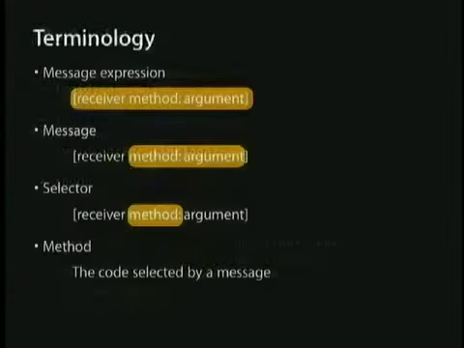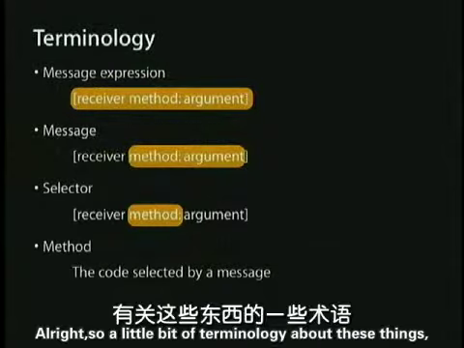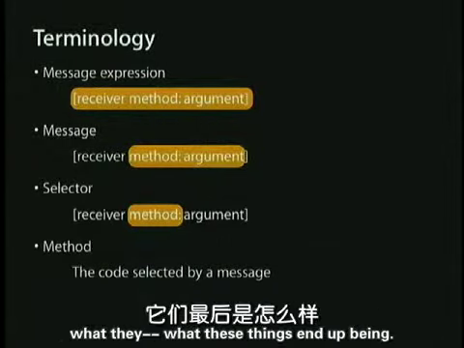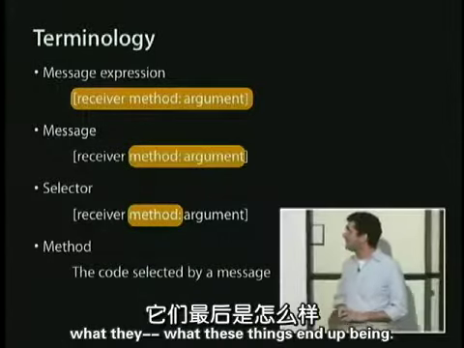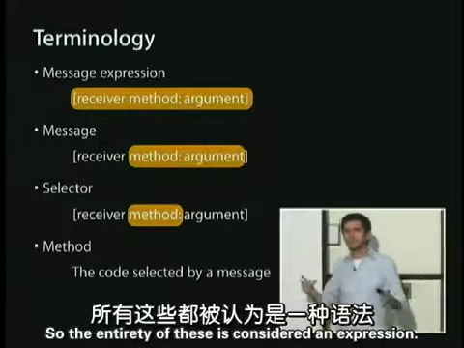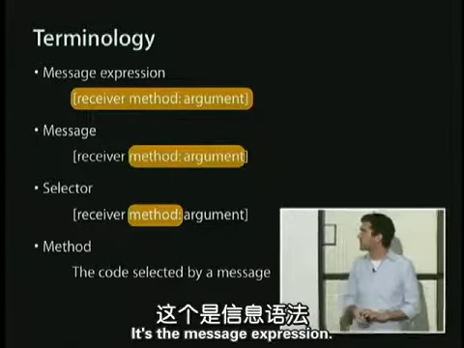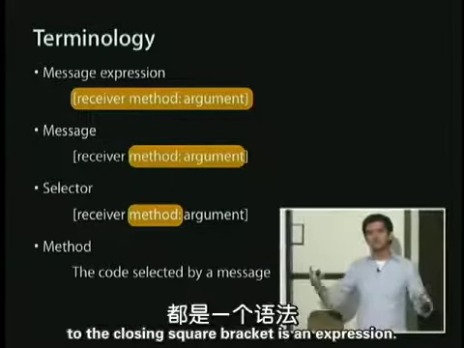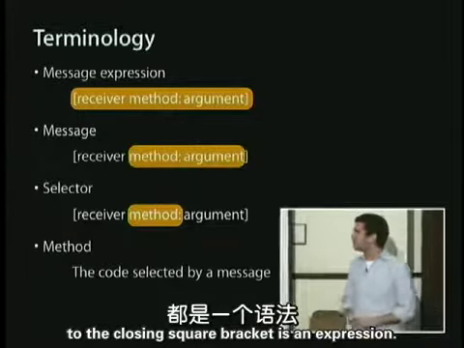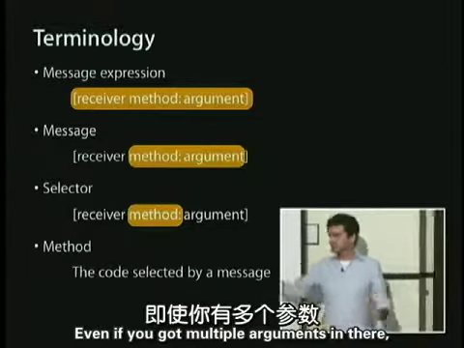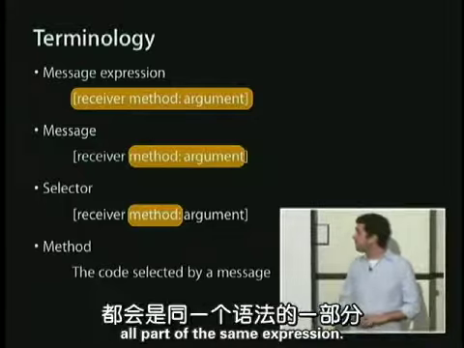All right, so a little bit of terminology about these things, stuff that we just talked about, the different parts of it, what these things end up being. So the entirety of this is considered an expression. It's the message expression. Everything from the opening to the closing square bracket is an expression. Even if you've got multiple arguments in there, all part of the same expression.